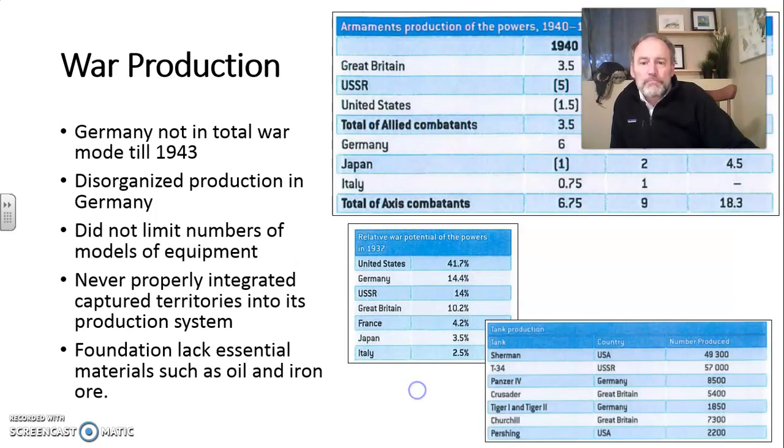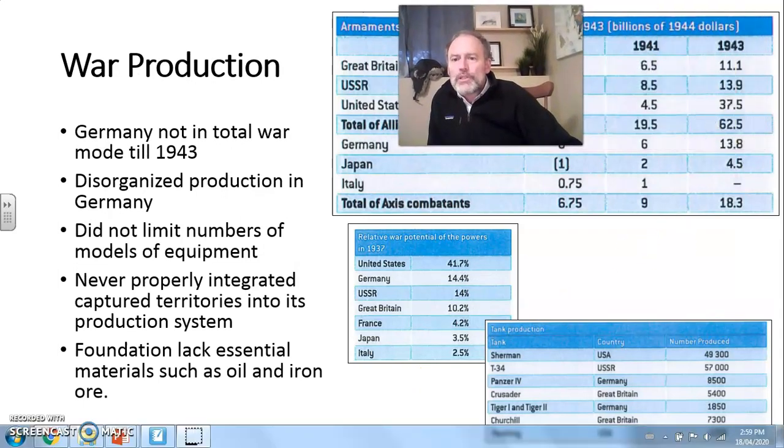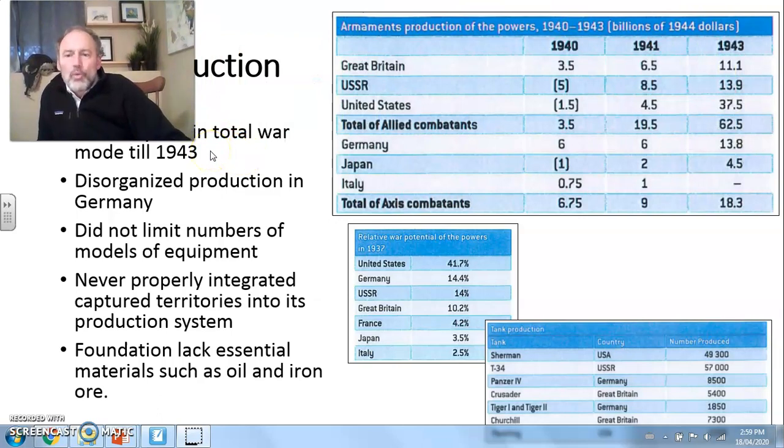Now, war production is another reason that's touted for the loss, and we can see here that Germany was not in a total war mode till 1943, and that's evident in this chart. If we go to Germany, we can see war production in 1940, war production in 1941 when they invade the USSR, and then in 1943 they ramp up to a total war of 13.8, which really is maybe where they should have been if they wanted to win. We compare that to Great Britain, who ramped up through the war, the USSR, who ramped up dramatically through the war. In 1941, they still would have been in their 5-year plans, but they could ramp up even more.